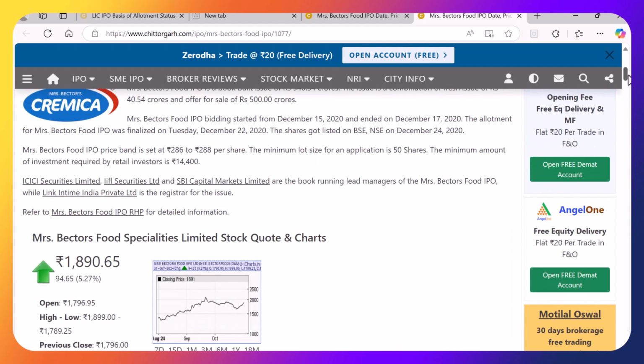So here basically 14,400 is 50 multiplied by 288. Just do this multiplication, Nidhi. 50 multiplied by 288. How much do you get?